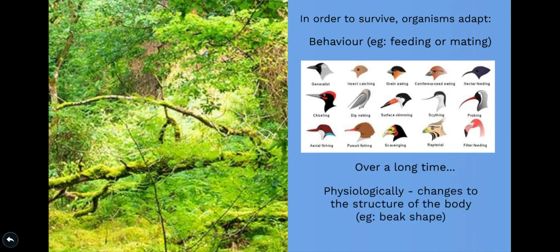So this is where changes occur in the structure of the body. Now, this is much more lengthy in terms of its process because physiology is determined by genes. So we need those genes to be passed on over generation after generation. We don't just suddenly change the shape of our beak or grow a longer neck in the case of something like a giraffe. This has to happen very gradually over time.